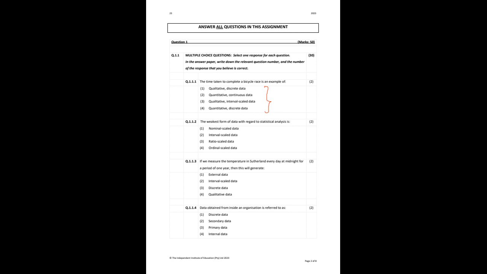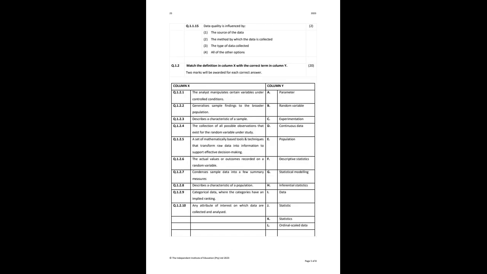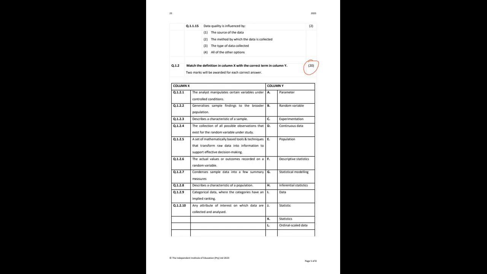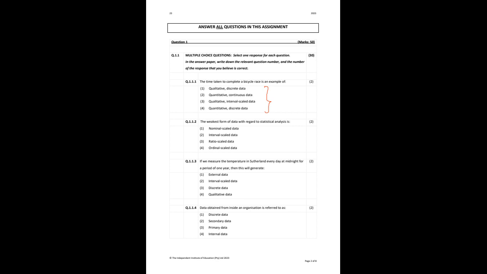It's broken up into 30 for your multiple choice questions, and then your matching columns is 20 marks. It's actually column X and Y, not A and B. So column X and Y, 20 marks, and then 15 multiple choice questions where each of them is 2 marks. So that's your 30 for multiple choice and 20 for matching columns.